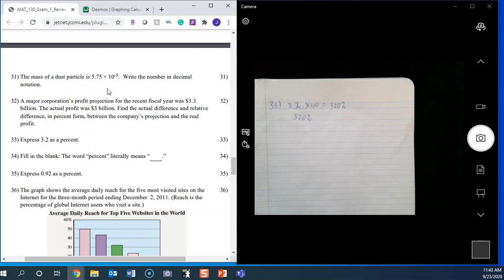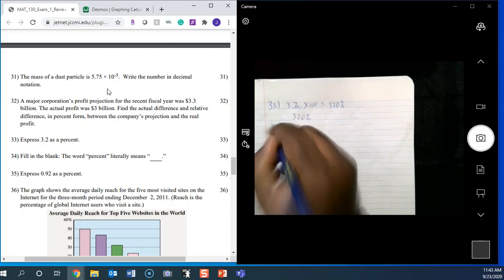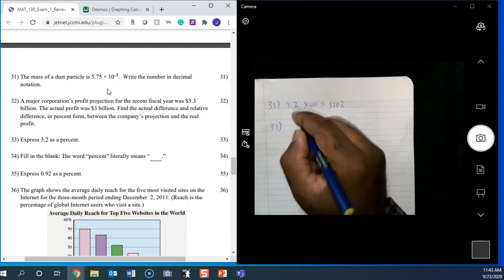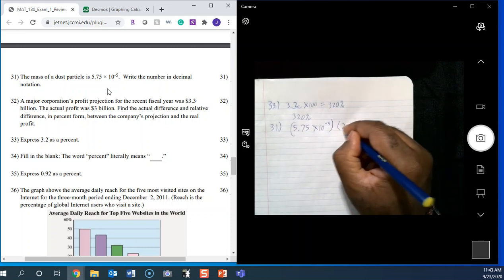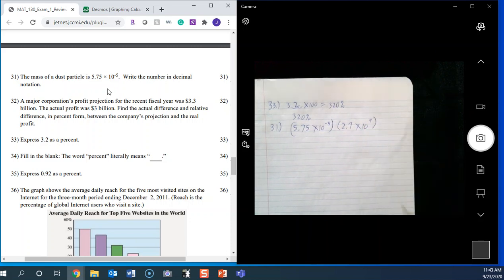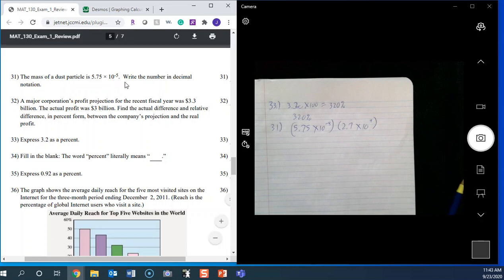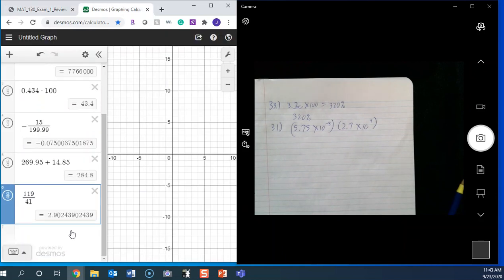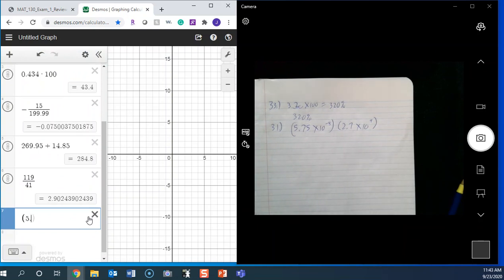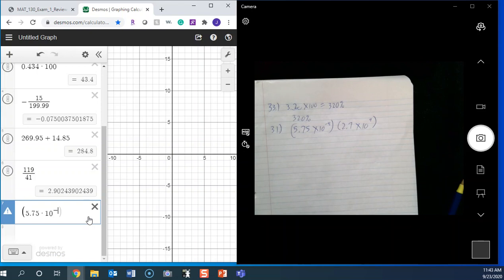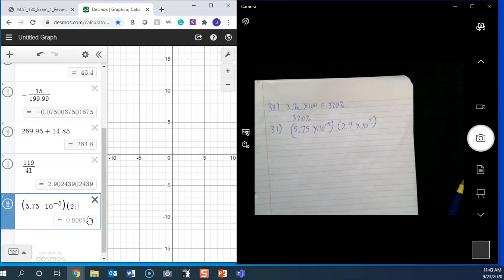Okay, so now we go here to problem 31. Now I want to slightly change problem 31. I know we have 5.75 times 10 to the negative fifth, but let's say we had 2.7 times 10 to the ninth power, and we were multiplying these two values. So what I would suggest first is that we go right here to our Desmos calculator and do our parentheses. We have 5.75 times 10 to the negative 5 power. And then we'll do another parenthesis, 2.7 times 10 to the ninth power.